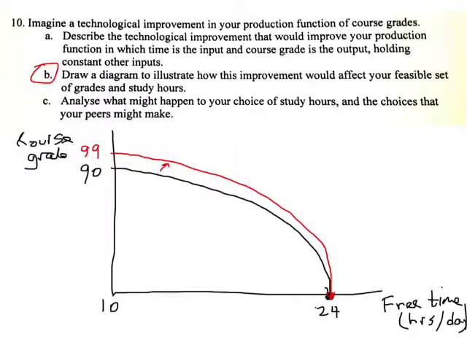And then for part C, the way we'd model it, let's go back to the original color pen. What might happen to your choice of study hours and the choices your peers might make? Let's just assume that you and your peers are the same. That's referring to the optimum. Let's say you're a pretty good student and you study a lot, but not necessarily the 14 hours a day that Professor Reuter would want you to do, just on economics. Anyway, so there's your initial feasible set.